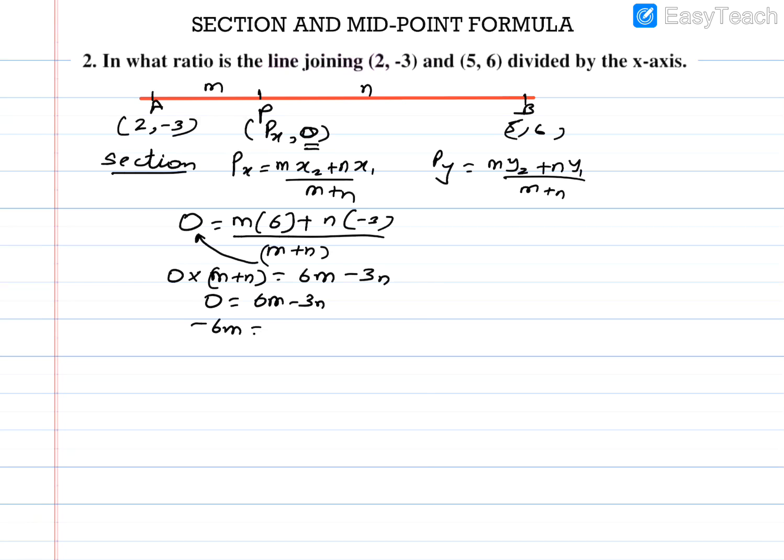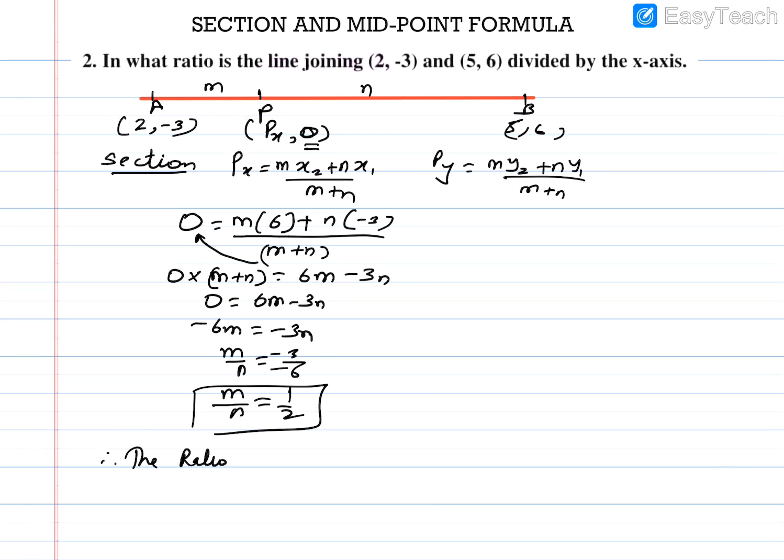So I will write -6m equals -3n. m upon n will be equal to 3 upon 6, so m upon n will be equal to 1 upon 2. Therefore, they have asked in what ratio. Therefore, the ratio is 1:2.